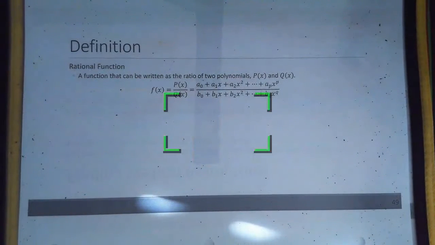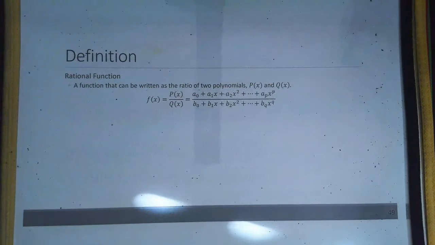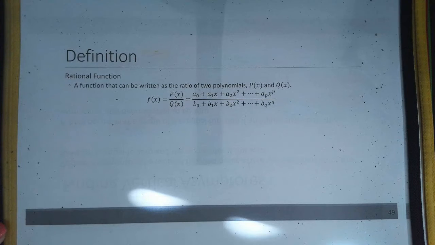When we're trying to focus on rational functions, a rational function is a function that can be written as the ratio, or you can think fraction, of two polynomials, p of x and q of x. So if we have two polynomials, p of x and q of x, and you stack them in a fraction, then you're going to have this rational function. Now, the way this is set up is going to allow us to find our asymptotes.